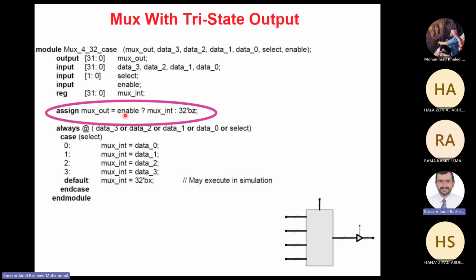It is equal to, if the enable is 1, then it is equal to max int, which is what is coming out of the multiplexer. If the enable is disabled, then I'm going to set this output to high impedance, and the output happens to be 32-bit. So 32'bZ means 32 bits of Z values. This is how I set the tri-state. So I use an assign statement here.